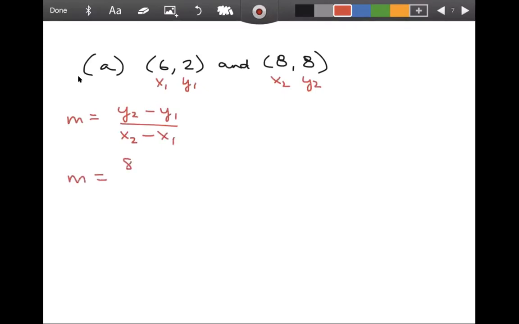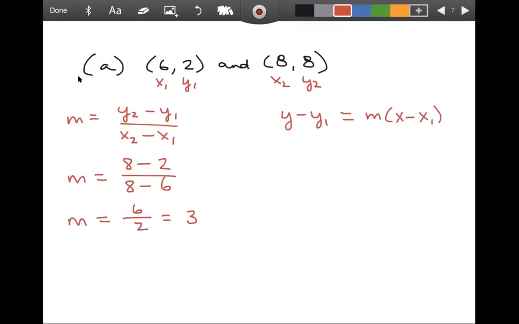Y2 is 8, y1 is 2, x2 is 8, x1 is 6. 8 minus 2 is 6, 8 minus 6 is 2, so the slope is 3. And now it becomes just like the type of problem we were doing before. So now we do have the slope. We're going to use the point slope formula to finish it off. Okay, so I am going to put 3 in for m.